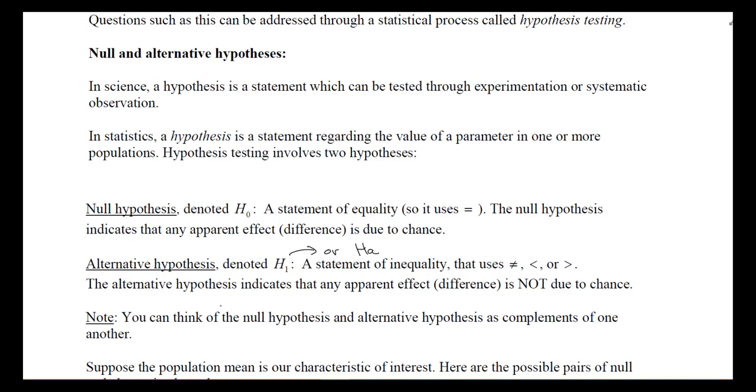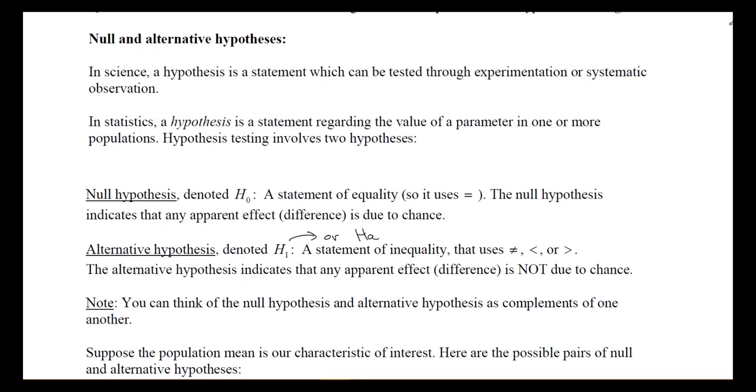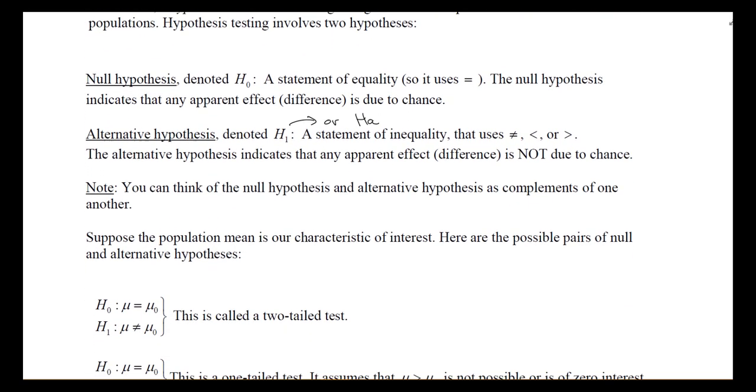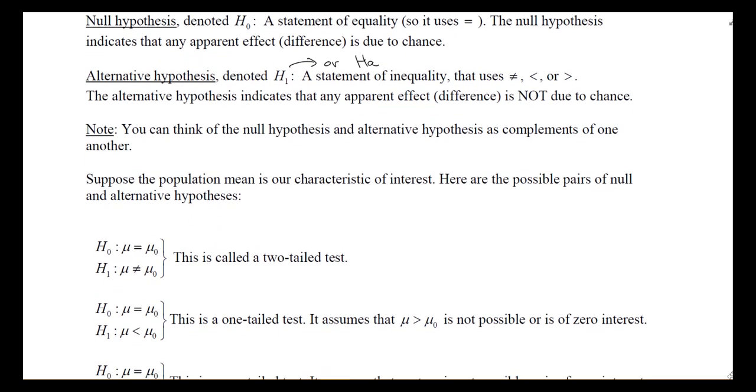So in this case, the alternative hypothesis indicates that any apparent effect or difference, in this case perhaps the difference between the potato chip weights in the sample and the claim on the package, is not due to chance. So in general, we're going to think of the null hypothesis and the alternative hypothesis as complements of one another. So let's look at some possible pairs of null and alternative hypotheses. Okay, so H0 and H1. So again, H1 is often represented as HA.